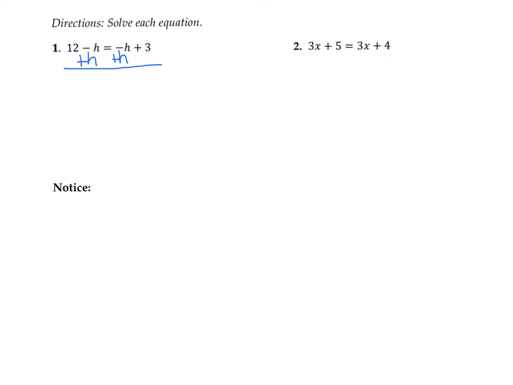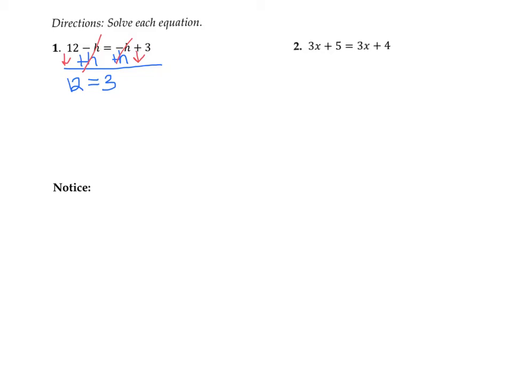Now we're going to bring down our 12. Negative h plus h cancels out. Bring down your equal sign. And now you have, again, negative h plus h. That also cancels out, and you have a positive 3, so we bring down our 3. Now it says 12 equals 3, which looks kind of strange.